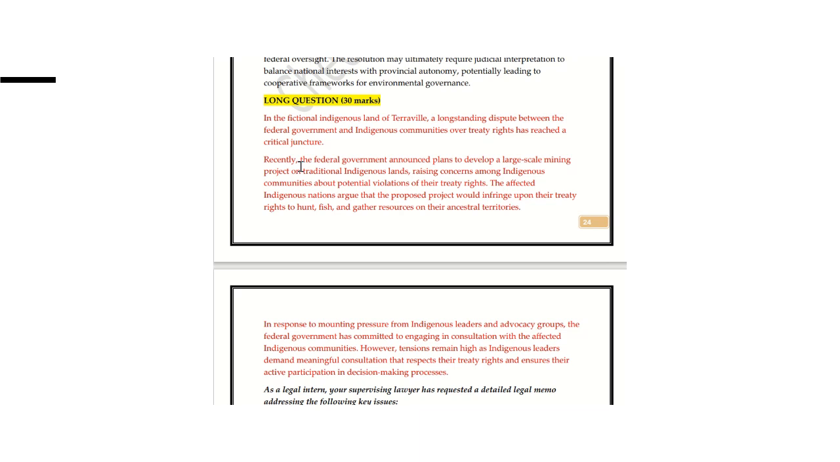Then there is the second question. This is related to aboriginal rights. In a fictional indigenous land of Terraville, so this is no real indigenous community, there is a long-standing dispute between the federal government and the indigenous community over treaty rights. So the issue mentions here treaty rights.